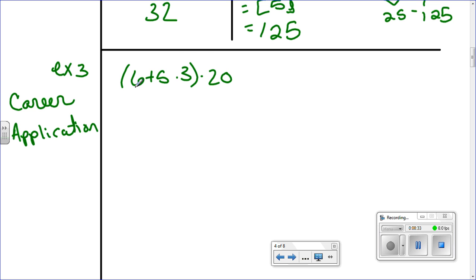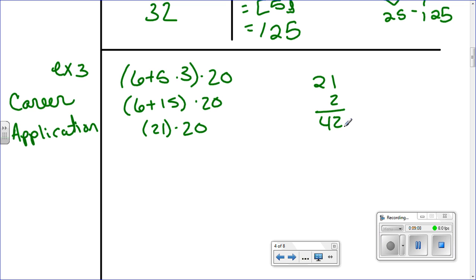So what we have here is she worked 6 hours on Monday, and then she worked 3 sets of 5 hours, which is why we have the multiplication here of 3 times 5. And then we want to find out how much she made in total, and she makes $20 an hour, so that's right here. So first parentheses, then we go multiplication or division, so this will be 6 plus 15 times 20. 6 plus 15 is 21 times 20. So 21 times 20, 2, 4, and add that 0 back in. So we get $420 for that week.